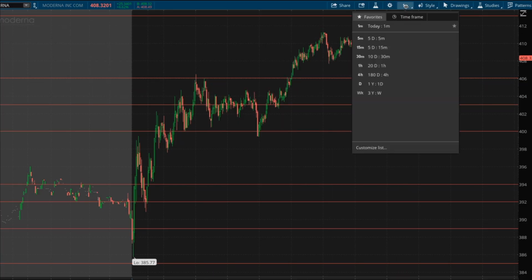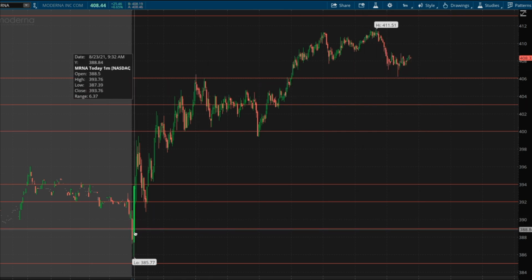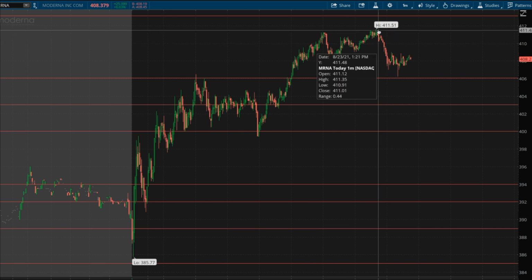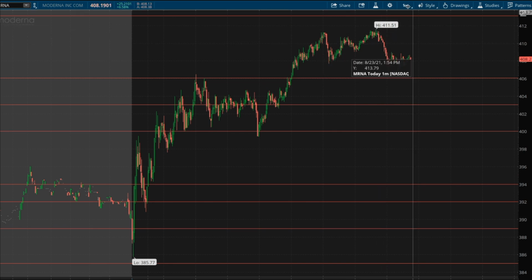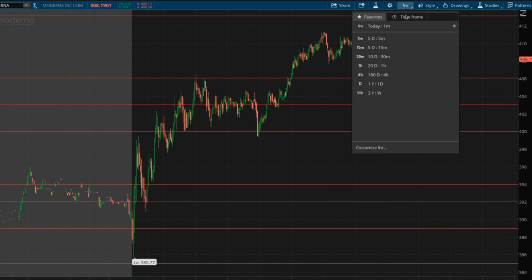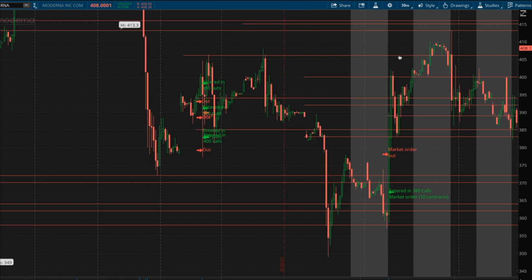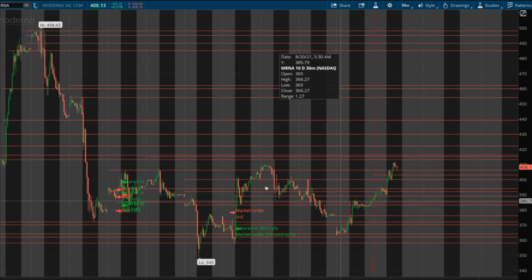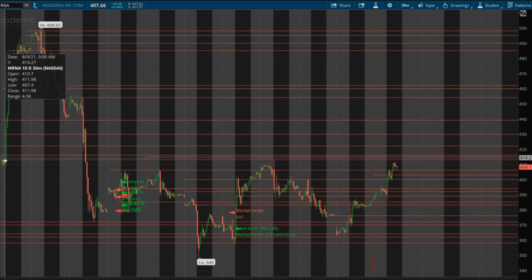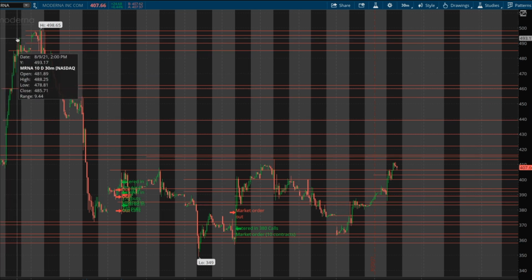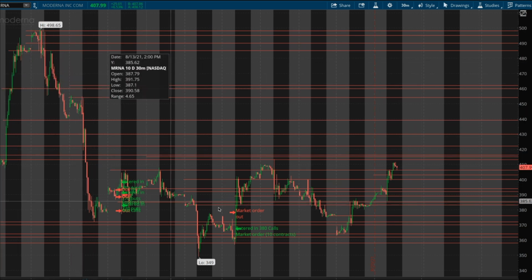Now if we look at the MRNA stock, today it went from 387 all the way to 411. So this is over a 20-point move, almost 25 points. But if we go to a 30-day, we can see the stock is moving. Here it went from 413 all the way to almost 500. How many points was this? This was almost 90 points, huge. And then it went down and then went down again. So you could be playing all of these moves here.